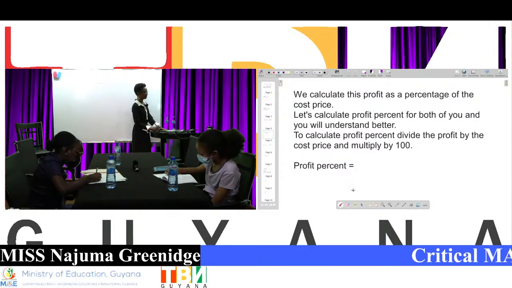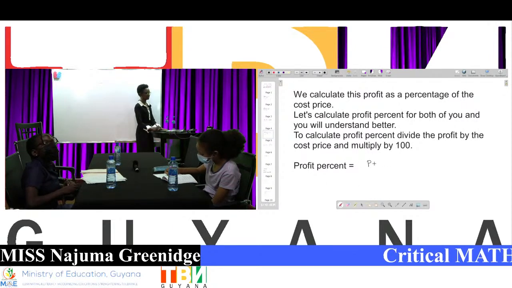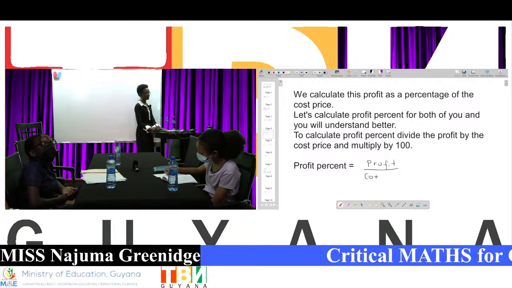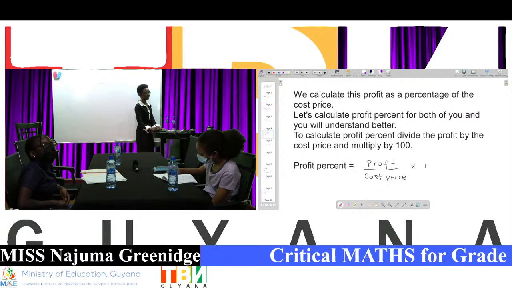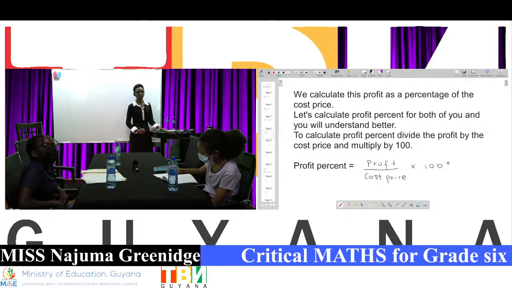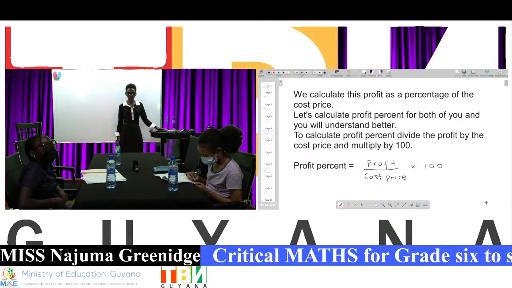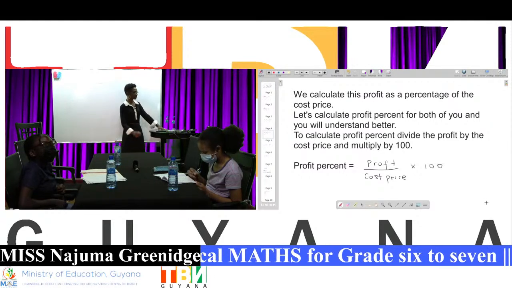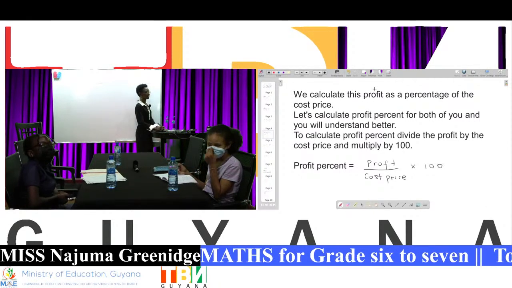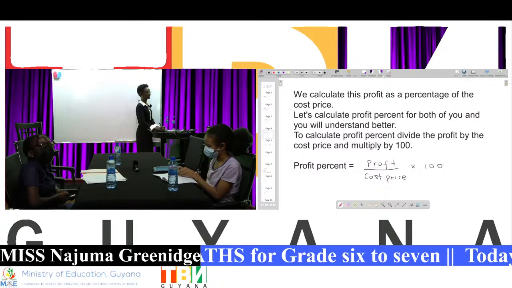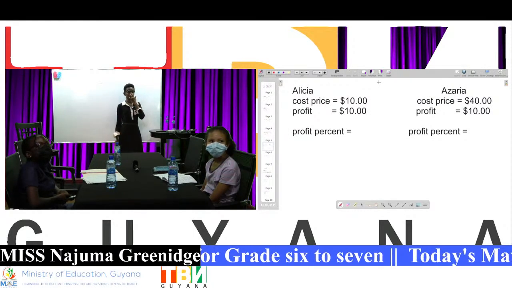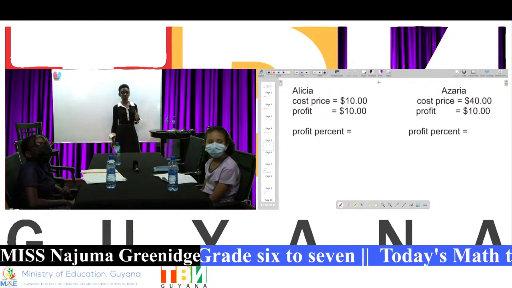we need to have here profit percent is equal to the profit divided by the cost price. It's always over the cost price, and you're multiplying that by 100. Okay? So, are we on point here? Yeah. Great. So to distinguish between Azaria and Alicia as to who made the bigger profit, that's where percentage comes in. Let's check out Alicia and then Azaria as well, and we'll do that comparison there.